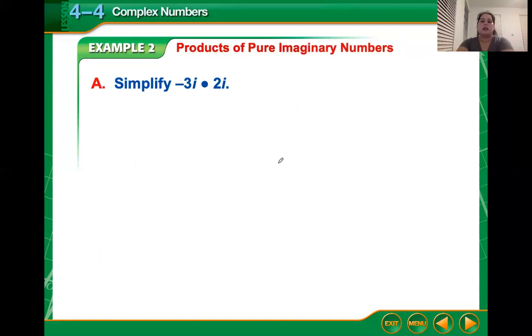And so now we're going to take a look at pure imaginary numbers. So we're going to simplify negative i times 2i. What we really need to remember here is that i squared equals negative 1, and that the square root of negative 1 equals i. And by the way, we write our i's this way so that we know that we're talking specifically about imaginary numbers.